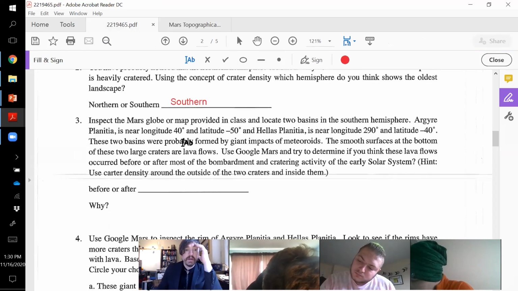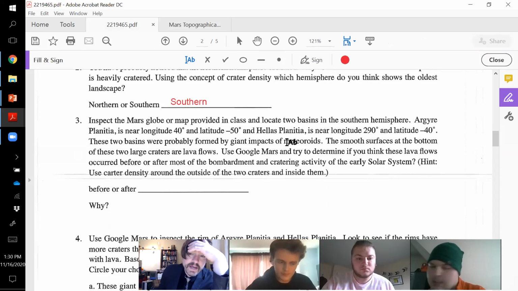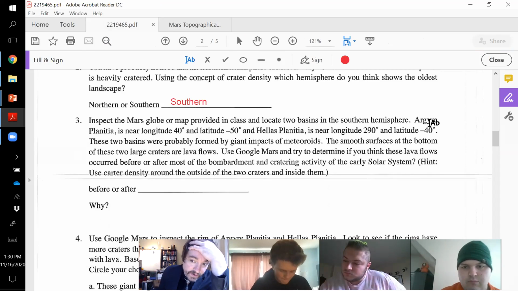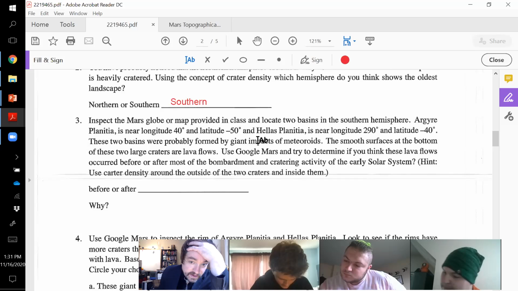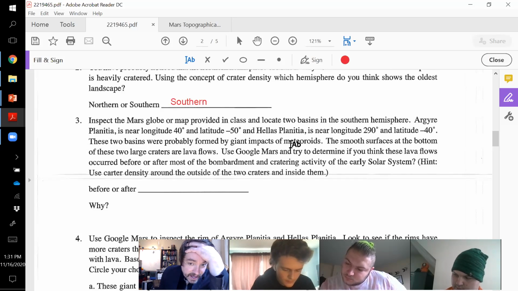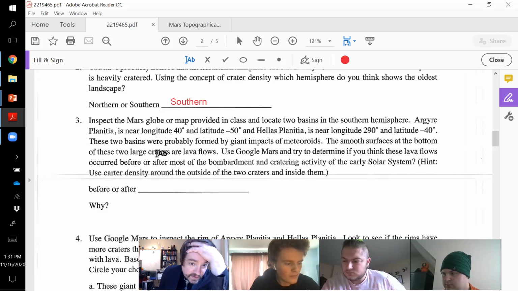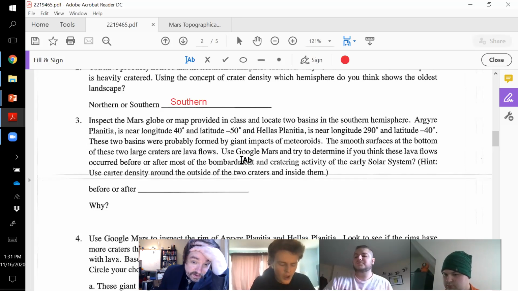Inspect the Mars globe or map provided in class. Locate two basins in the southern hemisphere. Argyre Planitia is near longitude 40 degrees, and Hellas Planitia is near longitude 290 degrees. These two basins were probably formed by giant impacts of meteoroids. The smooth surfaces at the bottom of these large craters are lava flows.